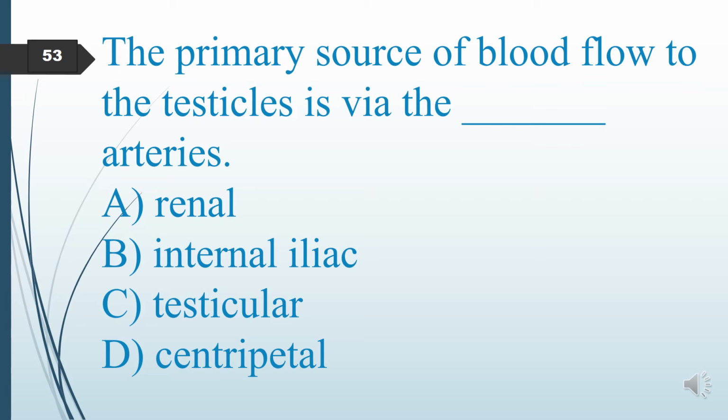The primary source of blood flow to the testicles is via what arteries? A. Renal. B. Internal iliac. C. Testicular. D. Centripetal. The answer is C. Testicular artery.